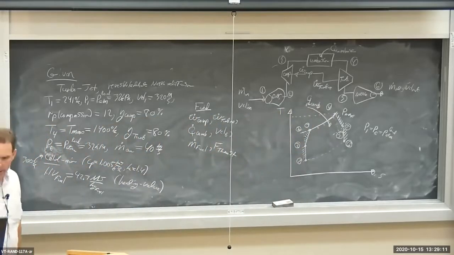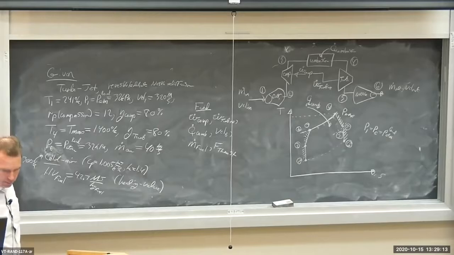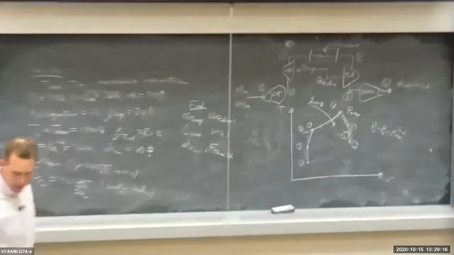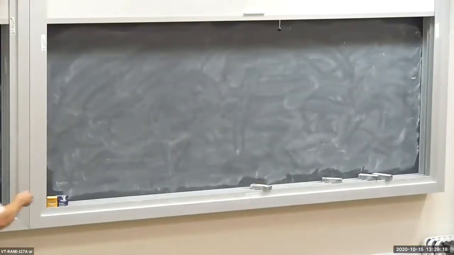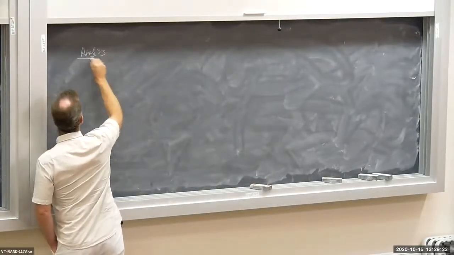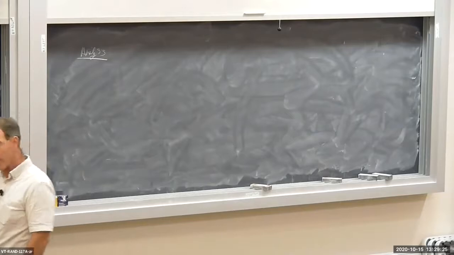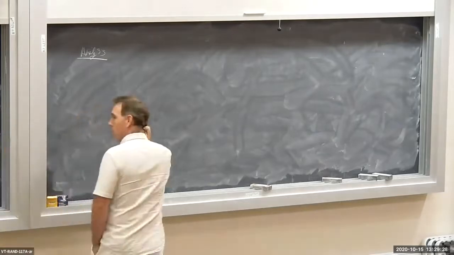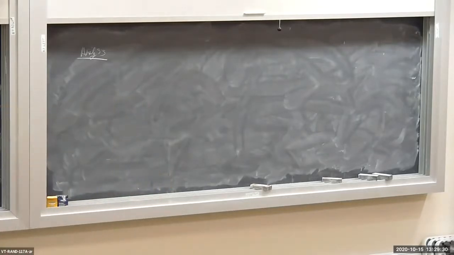Okay, let's get started. Analysis. Let's calculate the compressor power. So to get the compressor power, I need to apply the energy balance from state 2 to state 3. Or I can also use the definition of isentropic efficiency. Maybe I should go that way.